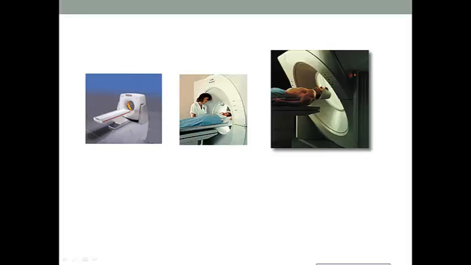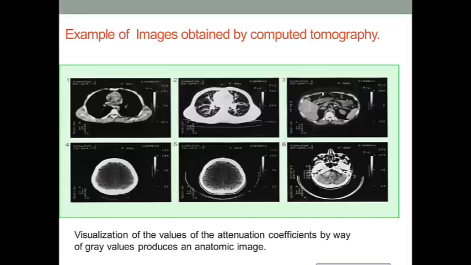When you go for a CT, the X-ray source will rotate. You can hear some sound there. When doing a CT, the human body should keep static. You cannot move, because if you move, the imaging will not be accurate. What I show here is just some example images obtained by CT.